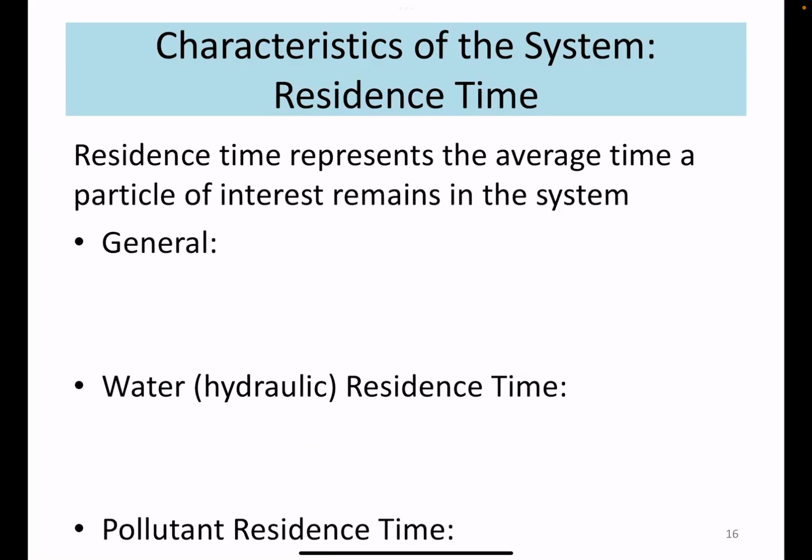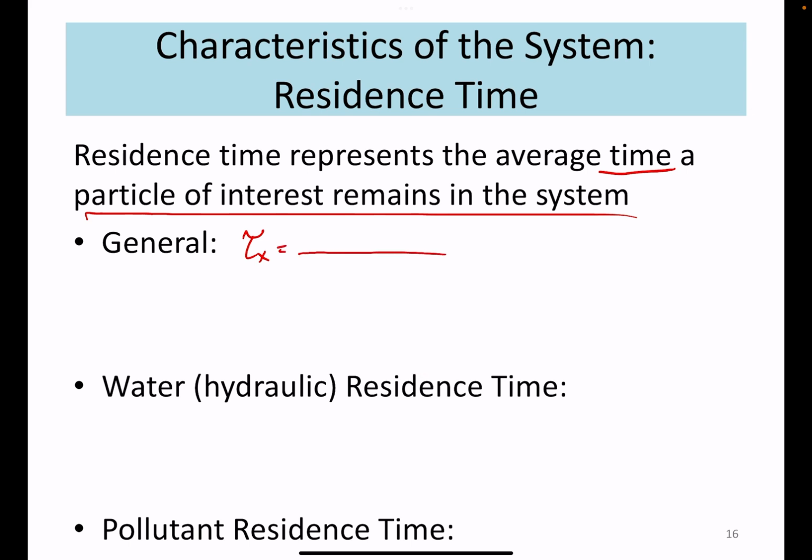Okay, let's look at the characteristics of the system. What is the residence time? It represents the average time a particle of interest remains in the system. If you're talking of an organic particle inside the reactor, how long will it take, in terms of time, inside the system, inside the CSTR? Let's look for the general equation, the time it will take the particle to stay in the system.